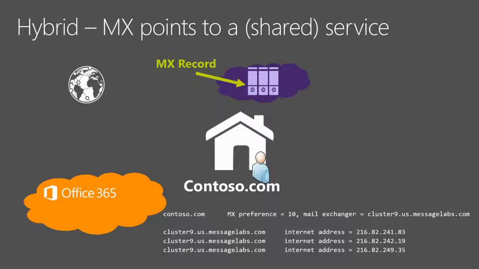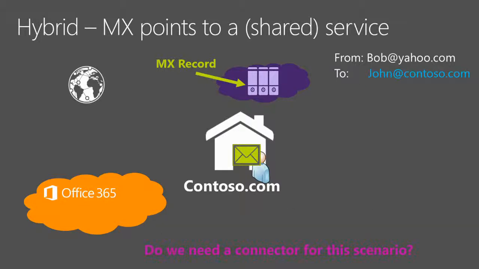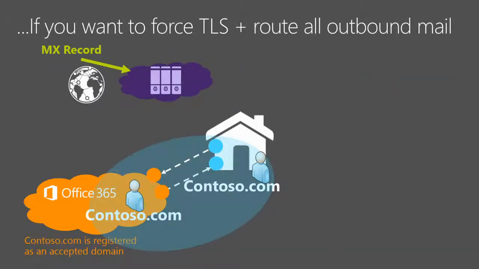In this scenario, your MX is pointing to Message Labs, and mail from bob@yahoo.com will first go to Message Labs because that's where MX points. You can see that in the MX record down there. And it then gets sent to contoso.com. So you've been using this third-party email provider to scan your messages or whatnot. And that's how mails were coming in. Do we need a connector for this scenario? Again, the answer is no, but a lot of people do that because, A, they want to enforce TLS between this partner, and it's like a partner.